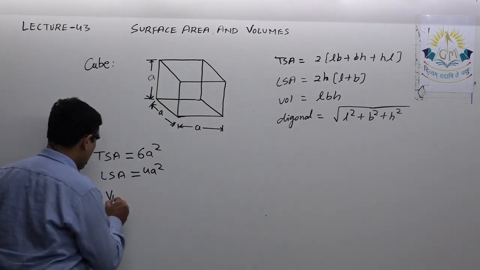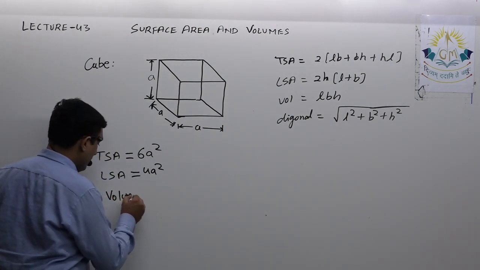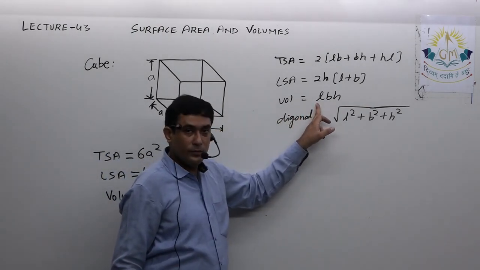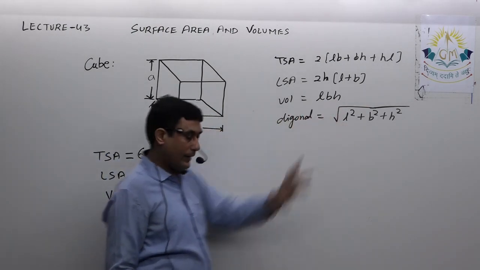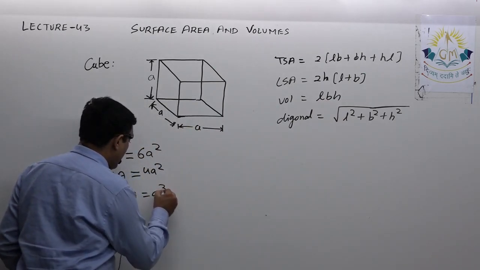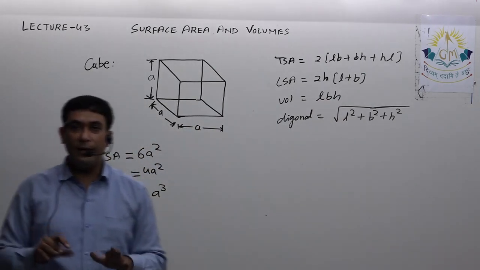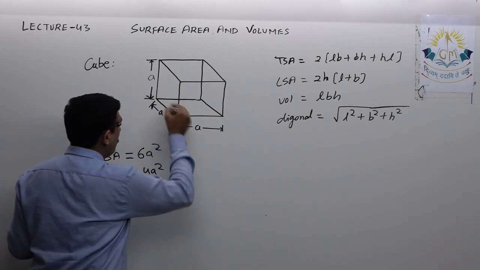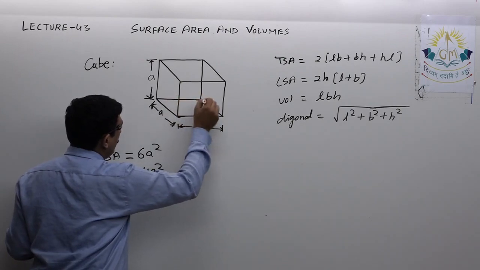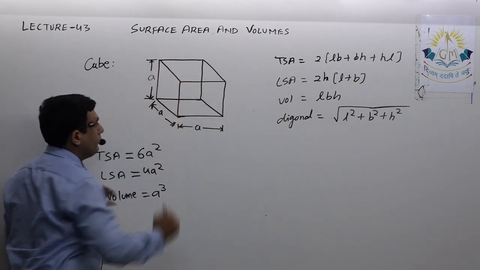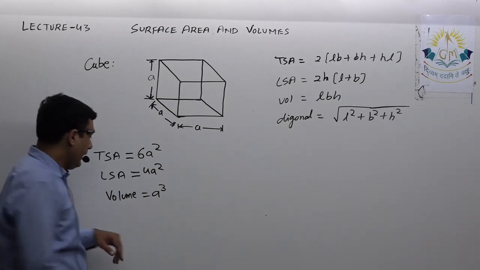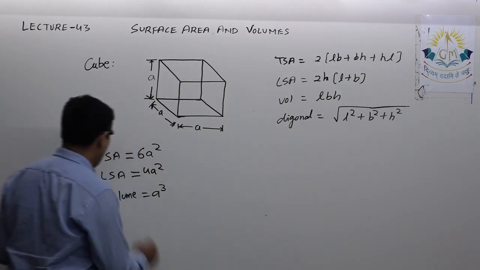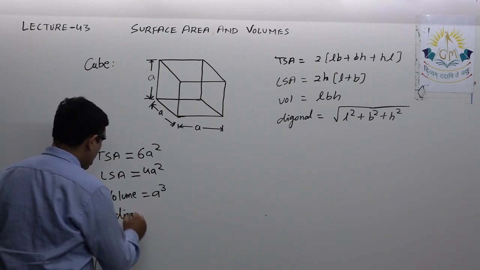Okay, now next is volume. If I put the values of L, B, H over here, A into A into A is A cube. Or, as I told you, volume is generally found by area of base multiplied by height. Here the area of base is A square and height is again A, so A square into A is A cube. That also gives you the volume of the cube, that is A cube. Now finally we'll find the diagonal.